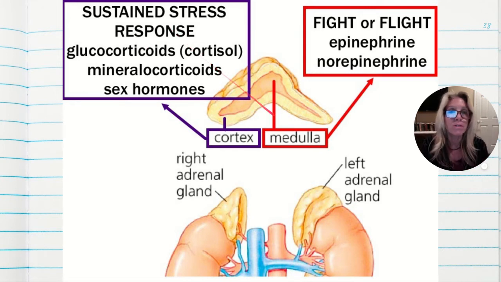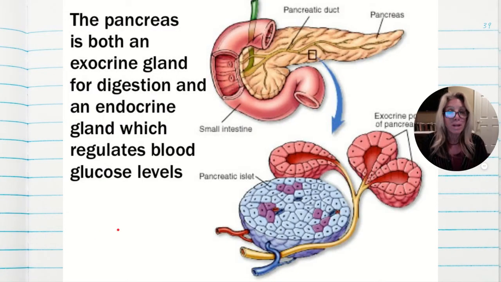So to give you an example, if you have a quiz, that might make you start secreting epinephrine and norepinephrine if you're stressed about this quiz. Sustained stress response, that's like the pressure of a whole semester of school. All right, moving on. And this one we've talked about a little bit already with the pancreas and insulin and glucagon, but the pancreas really plays two roles. It is both an exocrine gland for digestion, secreting enzymes like pancreatic amylase to help digest starch and lipase to help digest fats, but it is an endocrine gland because it secretes directly into the blood as well.